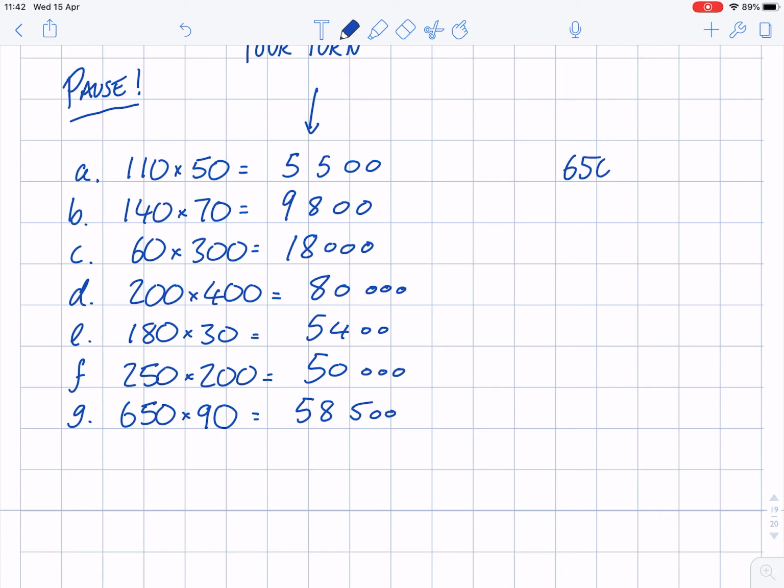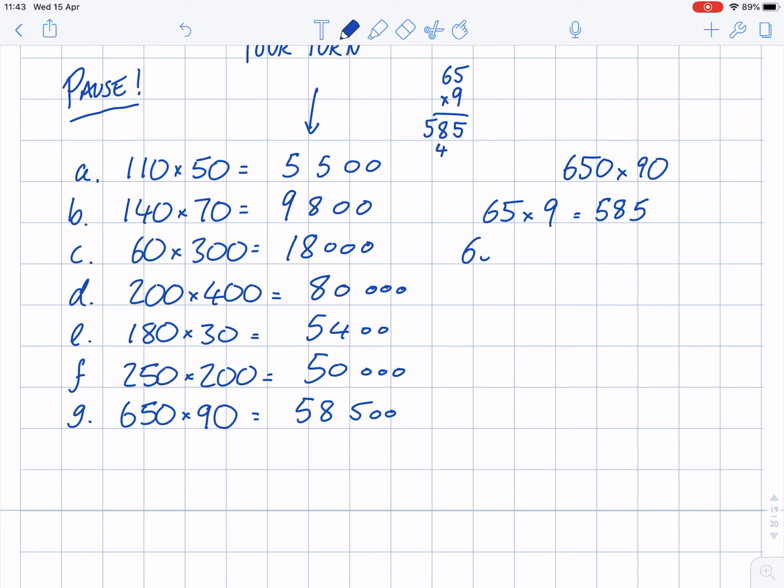The sum I asked you to work out was 650 multiplied by 90. Remember, let's break it down into the easiest sum that we know, 65 times 9. You might say, well, that's really challenging. So let's do that then. 9 multiplied by 5 is 45. 9 multiplied by 6 is 54. 54, add this 4, is 58. So 65 multiplied by 9 is 585.